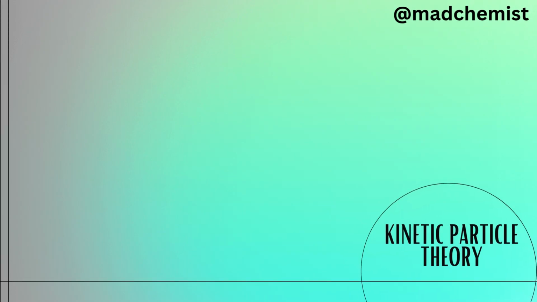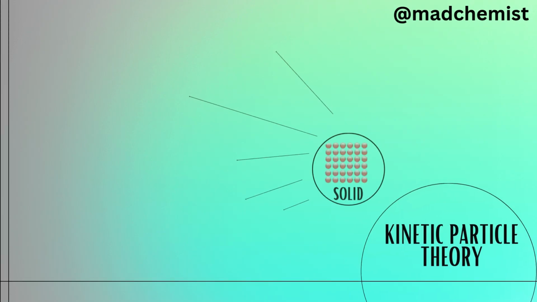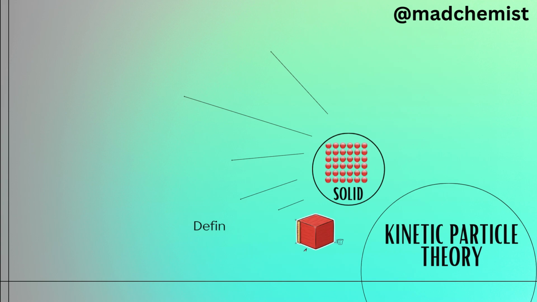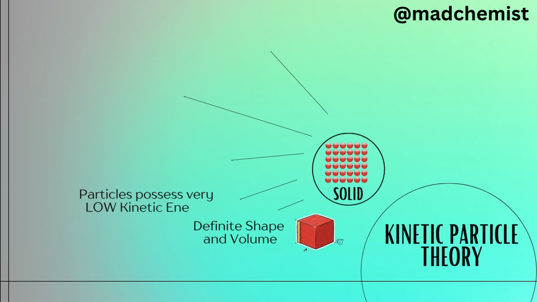First of all, there comes solid. Solids have definite shape and volume, so their shape and volume cannot be changed. They have fixed shape and volume. The second property of solids is that they possess low kinetic energy. The third property is they have very strong forces of attraction between their particles.